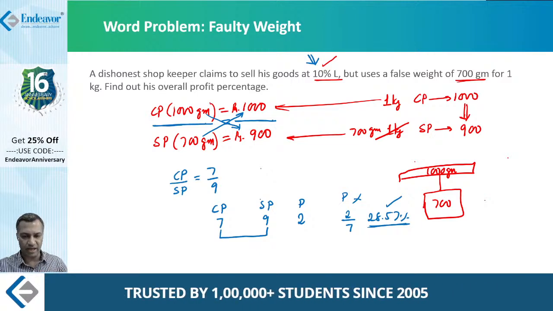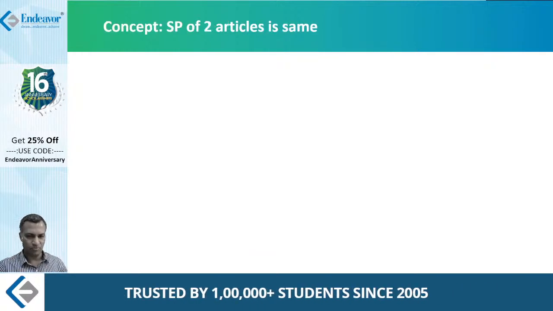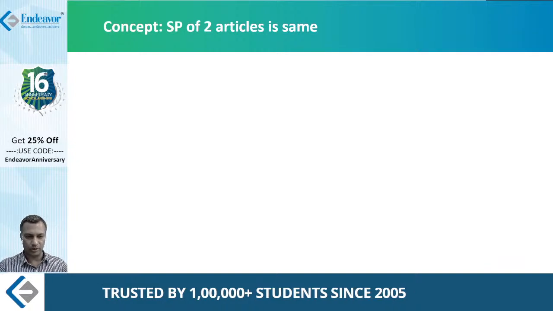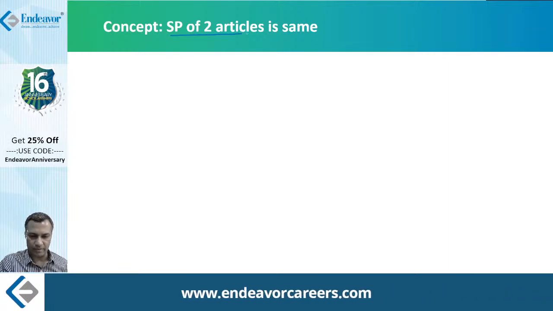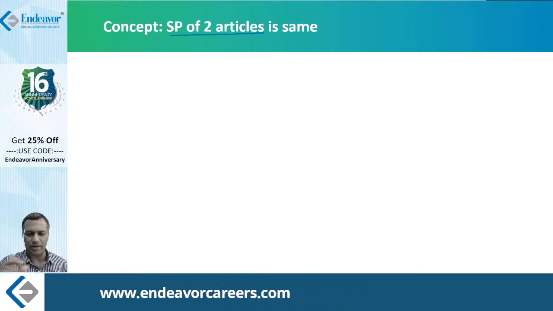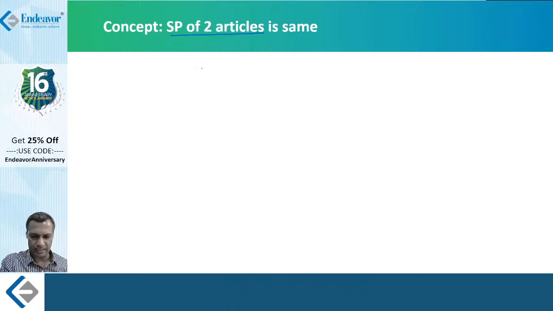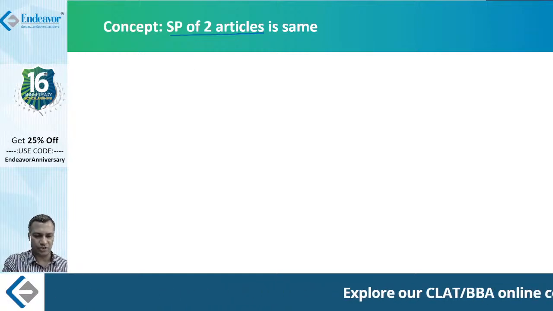There is one very important concept here. When the selling prices of two articles are the same, this can be a part of your quant or sometimes data sufficiency also. This is very important there. Selling price of two articles are same. Listen to this proposition very carefully. Let me take some numbers for that perspective, then let me write the generalization for this.